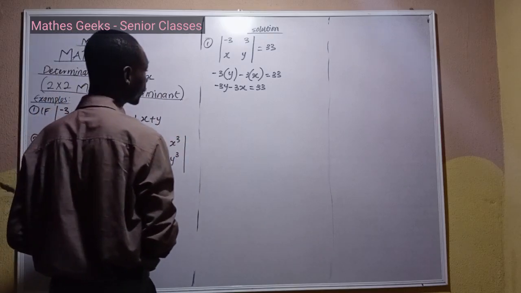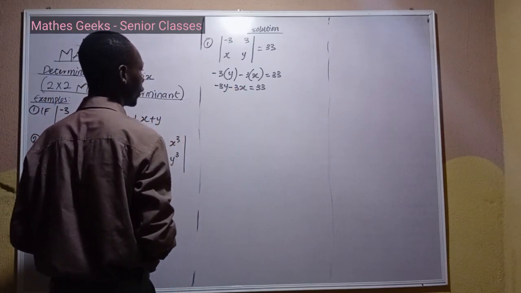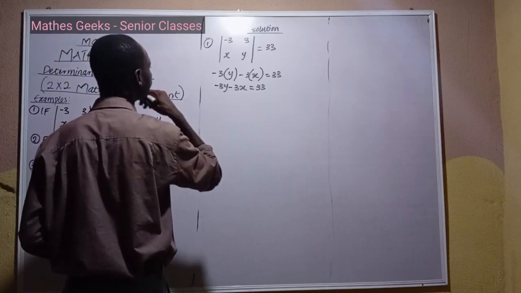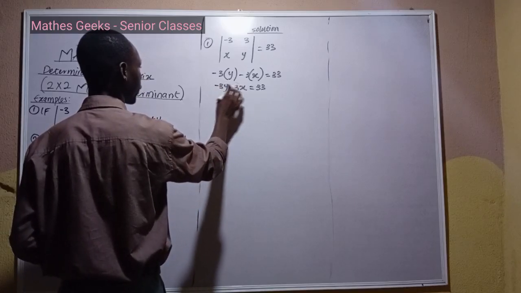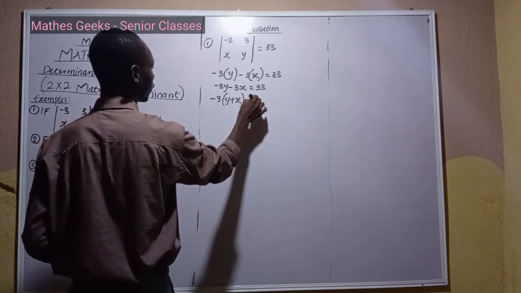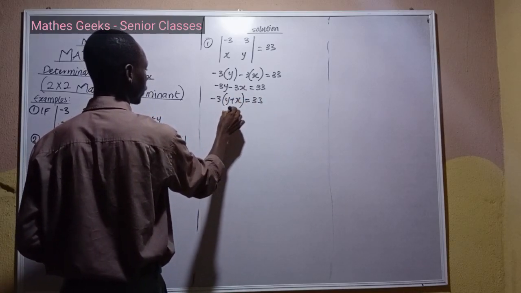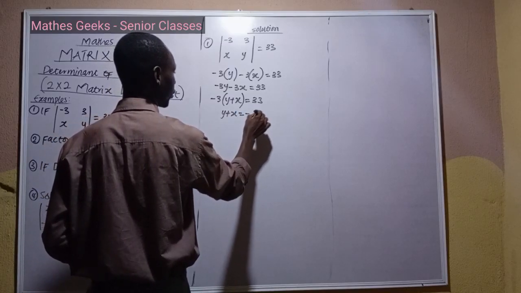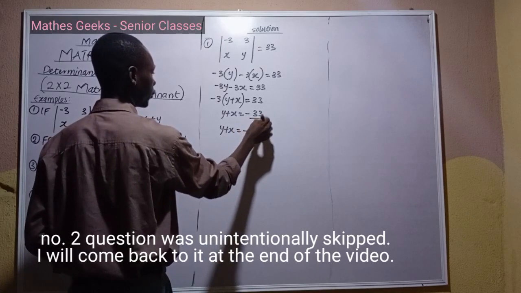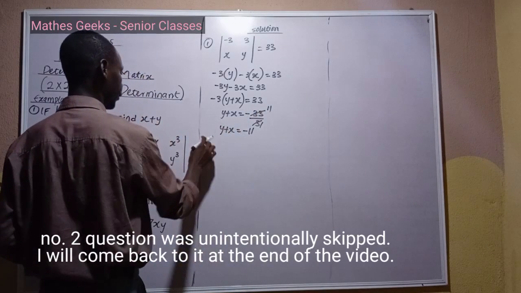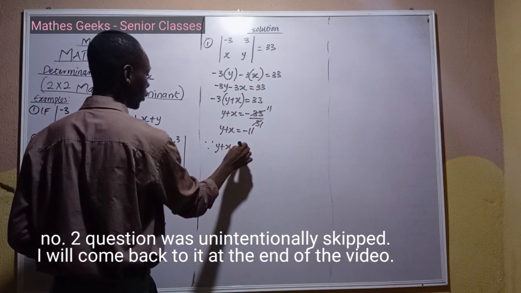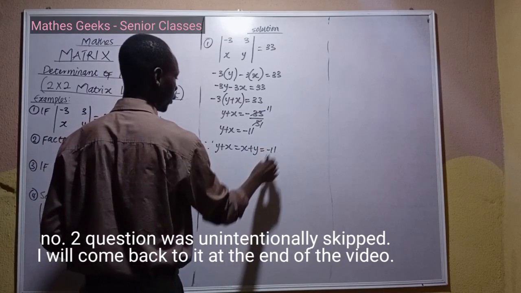So let's continue. Since we have two unknowns, we're going to factor out what is common. It's common here between x and y. So that's minus 3 times y plus x equals to 32. So y plus x equals to minus 33 over 3. And this is equal for x plus y.